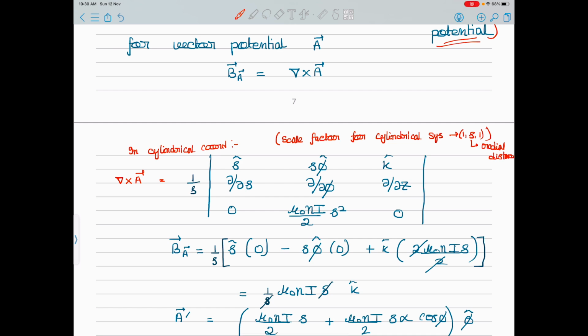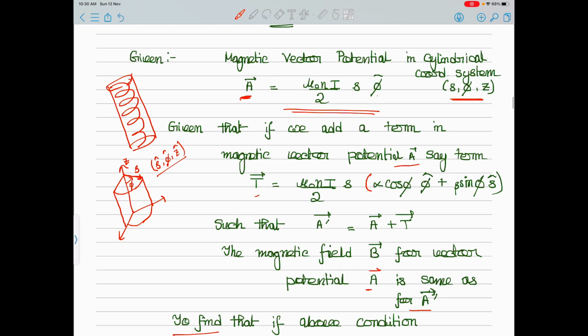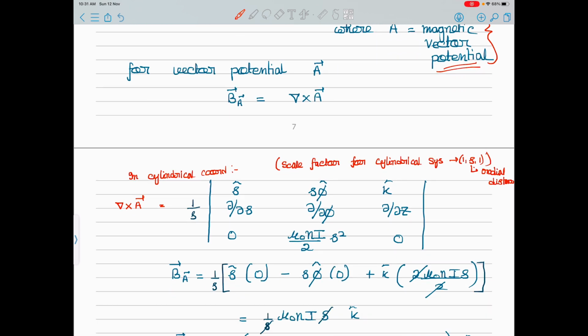Fine. So this we can write as s cap, s phi cap, k cap. The scale factor has to be multiplied with each of these unit vectors, so 1 into s cap, s into phi cap, and k cap. Then del del s, del del phi, del del z, the three variables in the cylindrical coordinate system. Corresponding to s cap, there is nothing in the magnetic vector potential, because A is only in the phi cap direction. So we have written it in the phi cap direction, but we have to multiply with another s.